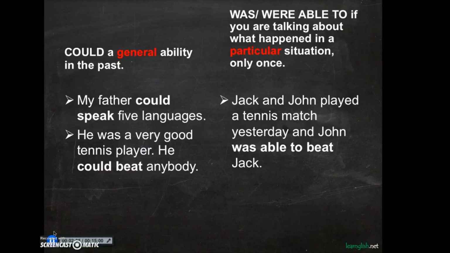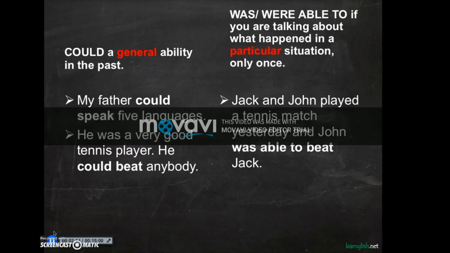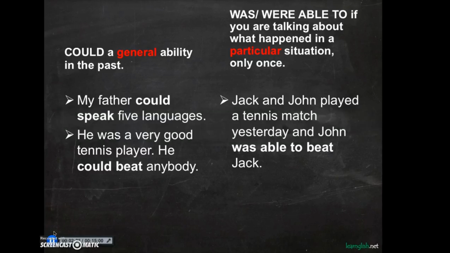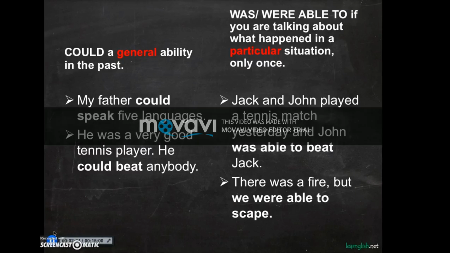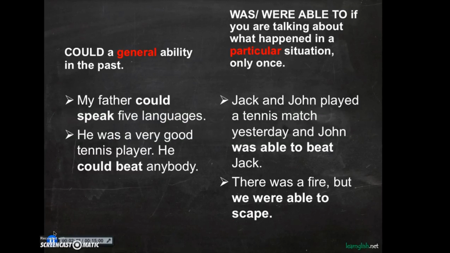to beat Jack. So John beating Jack, it's not a general ability or something that he could do all the time, for example, speaking 5 languages, but something that John did only on one particular situation and he did it only once. That's why we say John was able to beat Jack and not John could beat Jack. We can also say there was a fire, but we were able to escape. So we were able to escape. Again, it's a particular situation that happened only once in the past. That's why we say we were able to escape and not we could escape.